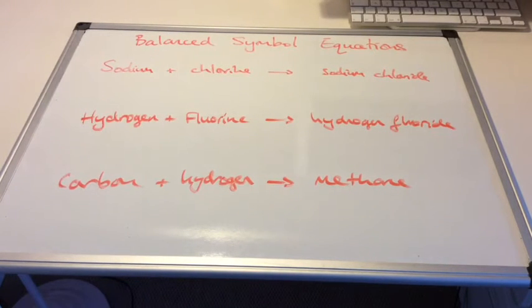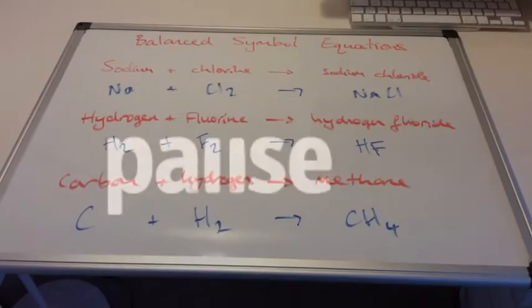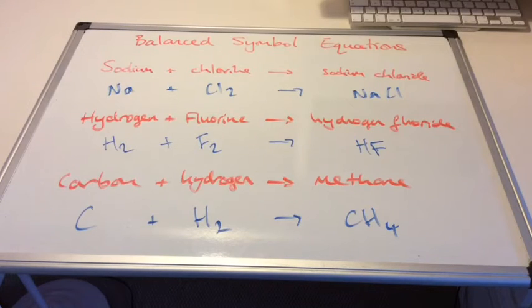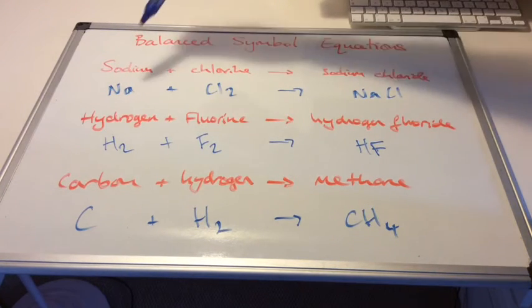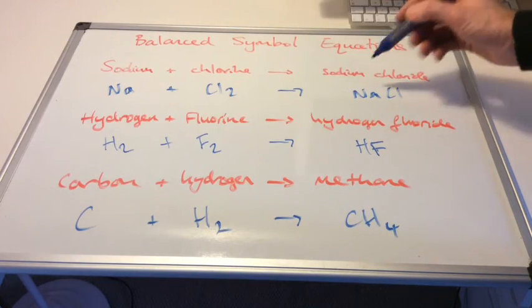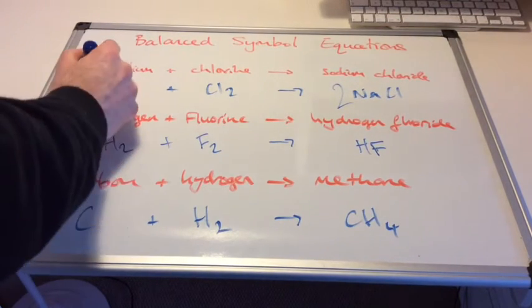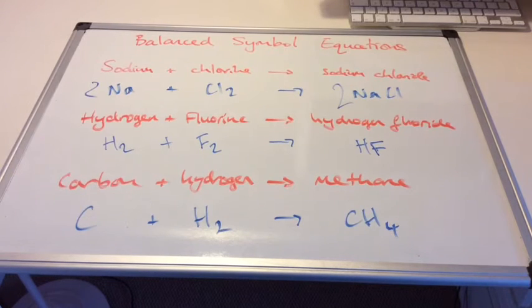So why don't you have a go at writing the balanced symbol equations for those 3, and then I'll go through the answer. So there they are. We just need to check whether they're balanced or not. And if they're not balanced, we need to put some big numbers in front of substances in the equation. So we'll start with the sodium and chlorine one. 1 Na, 1 Na, that's fine. 2 Cl's, 1 Cl, no. So we need a 2 there to sort out the chlorines, and we need to put a 2 there. So that's actually the same as the lithium and fluorine one.